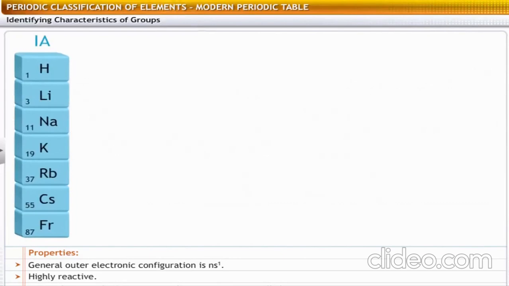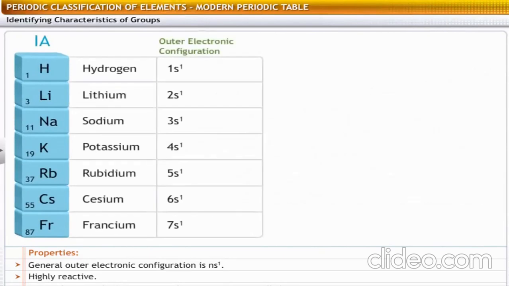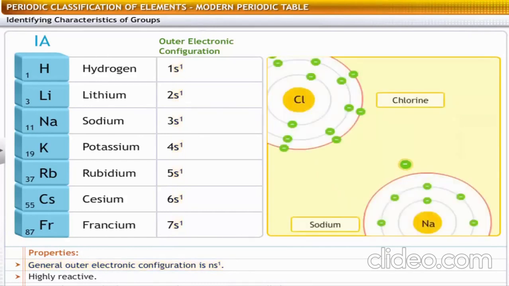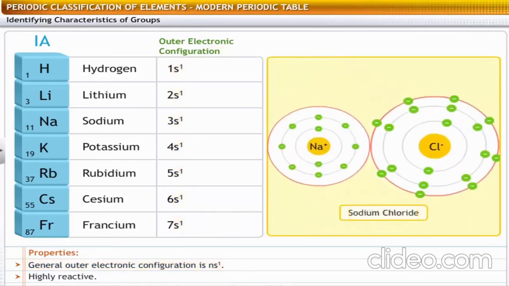If you begin with group 1, this group has 7 elements: hydrogen, lithium, sodium, potassium, rubidium, cesium, and francium. Elements in this group contain 1 valence electron. That is, their general outer electronic configuration is ns1. Because of their configuration, they enter into chemical reactions easily. That is, they are highly reactive.